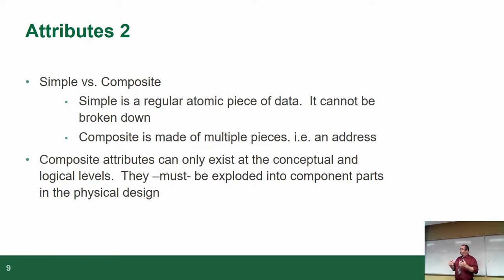Now, since we've talked about attributes, there's also another kind of attribute: simple versus composite. A simple attribute is an easy one for everybody to understand. It's a single atomic piece of data. There once was a time where people thought an atom was the smallest particle that couldn't be broken down. Obviously, we've proven very well that an atom can be broken down. Right? Things go boom when you break down an atom a little further.